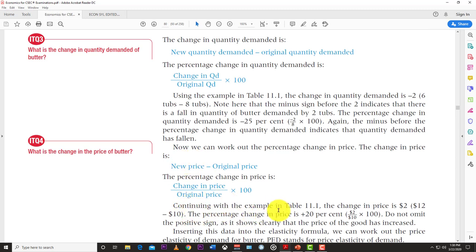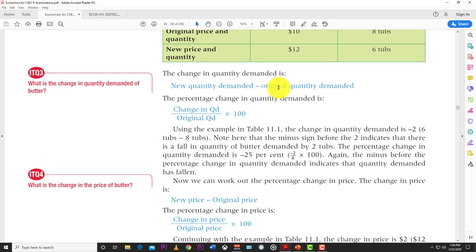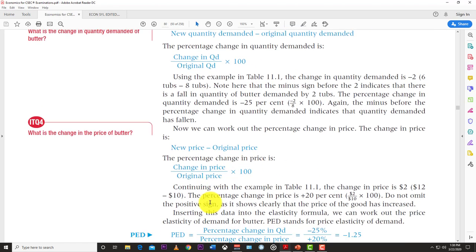See right here, continue with the example from table 2. The change in price is $2 because 12 minus 10 gives you $2. Then you put that $2 over the original price, which was 10. You put the $2 over the original price, which was 10, so we have it right here. And you work the maths.